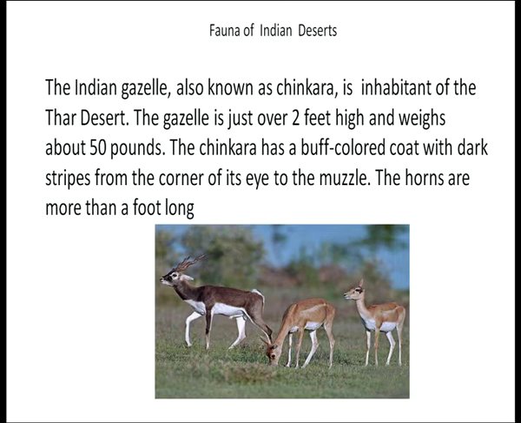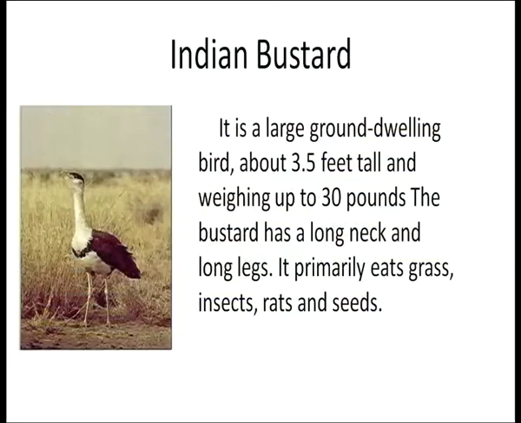The horns are more than 2 feet long. These are the adaptations of gazelles. Another common bird which is found in the deserts of India is a large ground dwelling bird which is approximately 3.5 feet tall and weighs around 30 pounds. This is the bustard and it has a long neck and primarily it feeds on grasses, insects, rats and seeds.